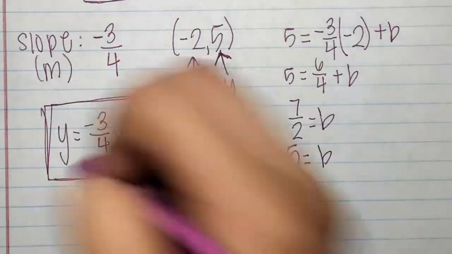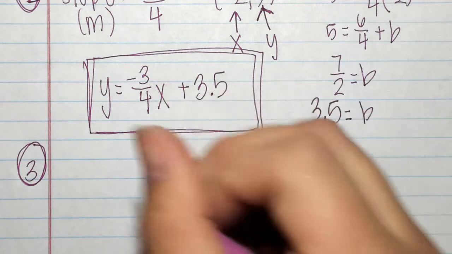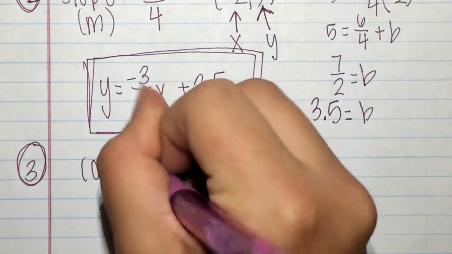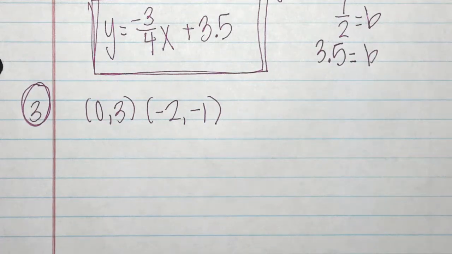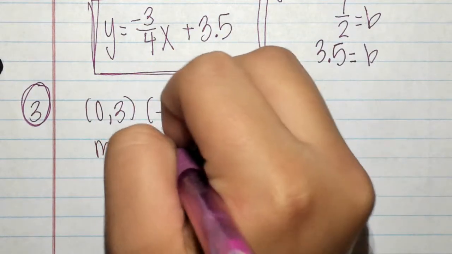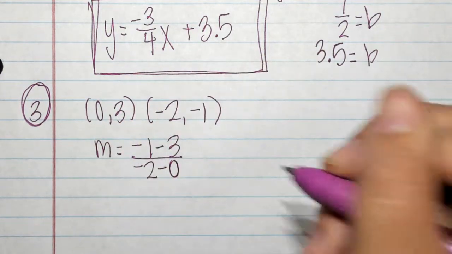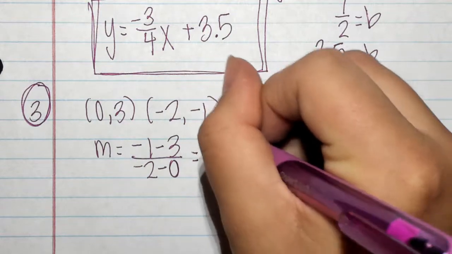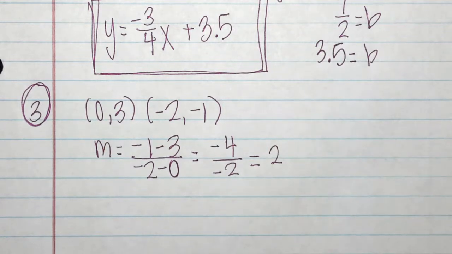Okay, one more scenario for this type. Scenario 3. You're given 2 points. And that's it. And you have to find your m and your b. Right? So you know how to find the slope. Negative 1 minus 3. y is on top. Negative 2 minus 0. So this becomes negative 4 divided by negative 2, which is just positive 2. Negative divided by negative is a positive.